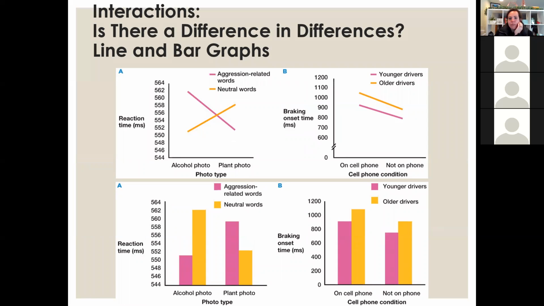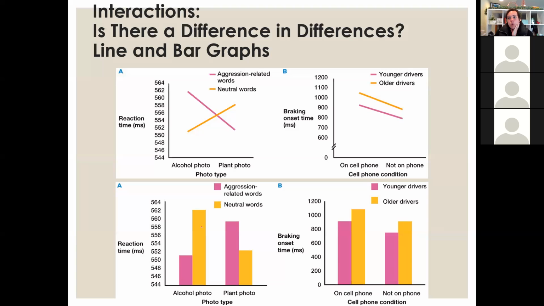This is depicting the same thing: detecting interactions from a graph. I just finished talking about all that. This is the way you would be able to detect an interaction. If the lines are crossing, you can see it. That is an interaction. If they are not crossing, they're just parallel, there is no interaction.